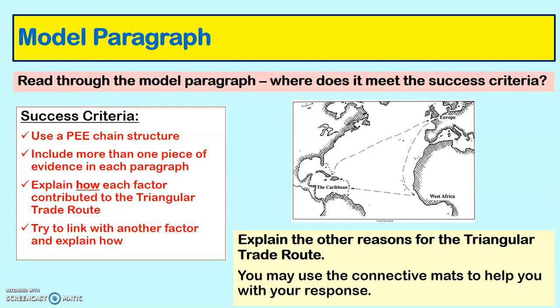So I'm going to be answering a question. To answer that question, you're going to need to use a P-chain structure. You're going to need to include more than one piece of evidence in each paragraph to demonstrate your knowledge, and you're going to need to explain how each factor contributed to the triangular trade route. Really good advanced answers are also going to link that with another factor to explain how.